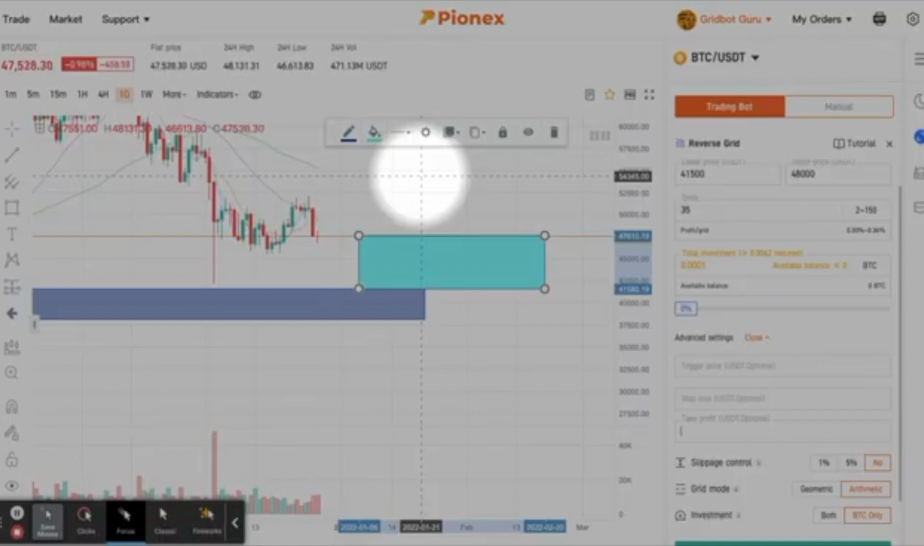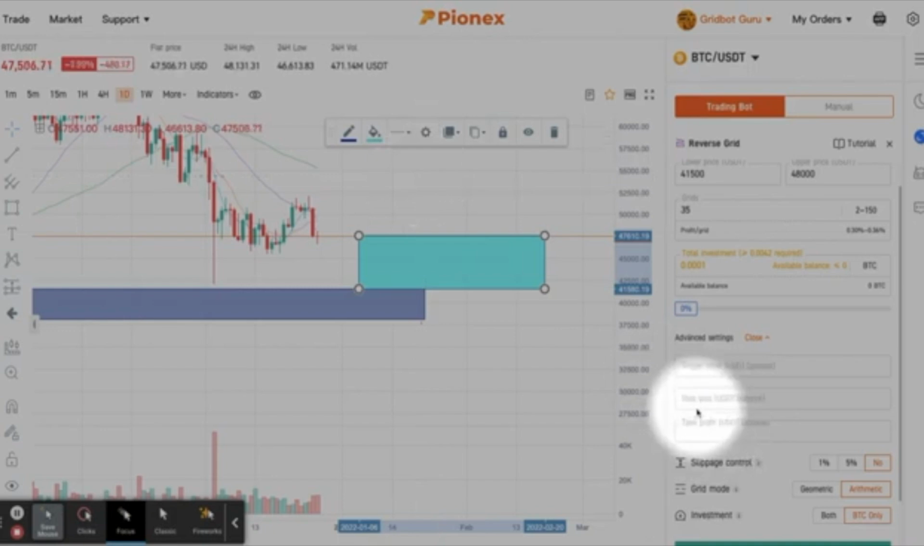You know what? I have that wrong. For a reverse grid, I think the take profit is the lower number and the stop loss is the higher number, I believe.